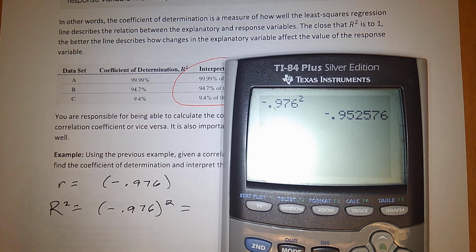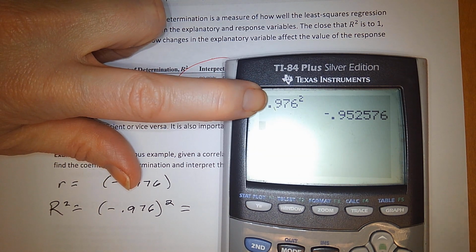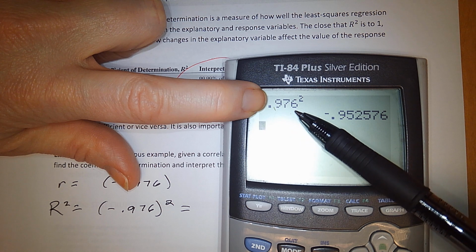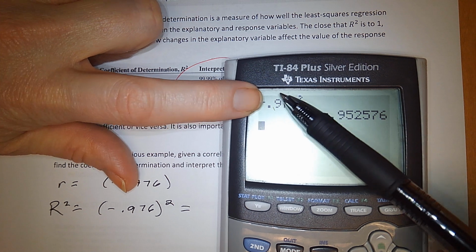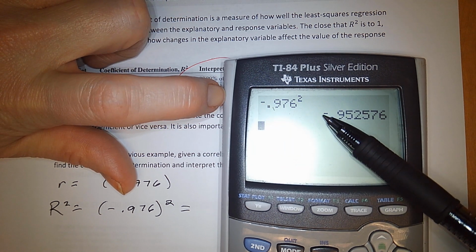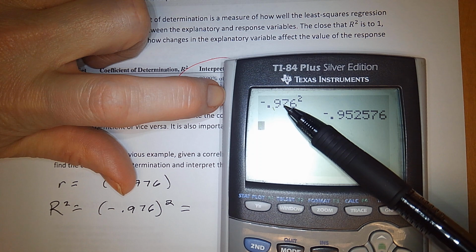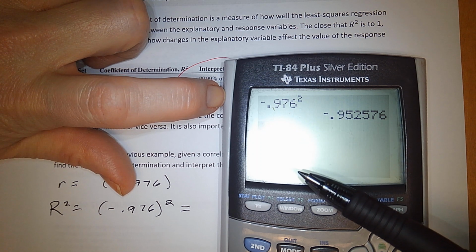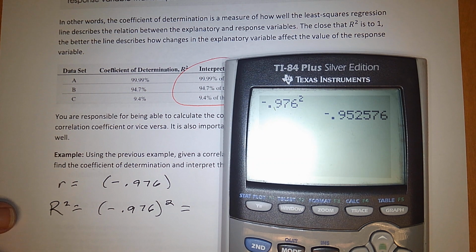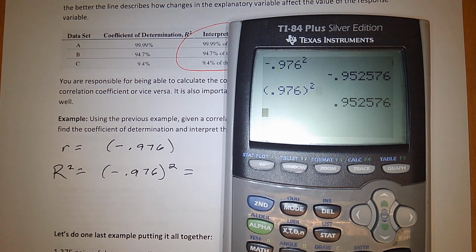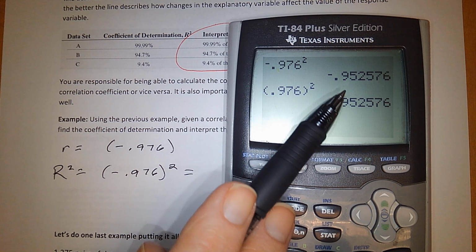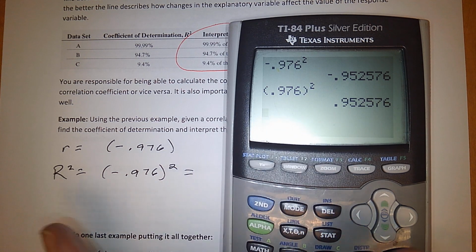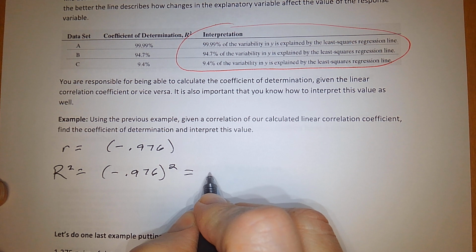What this is doing is order of operations. It's covering up the negative sign. It's squaring the 0.976 first, because exponents go before multiplication, and then it puts the multiplication of the negative 1 in front of your answer. It's almost like negative 1 times this number squared. So if the negative is actually attached to the number, you have to put it inside parentheses with it in order to get the positive version of that squared answer. So make sure you don't make this mistake. R squared will always be positive.